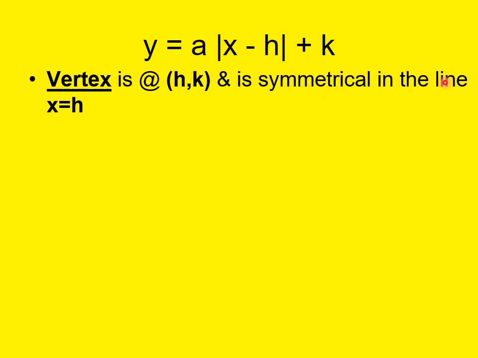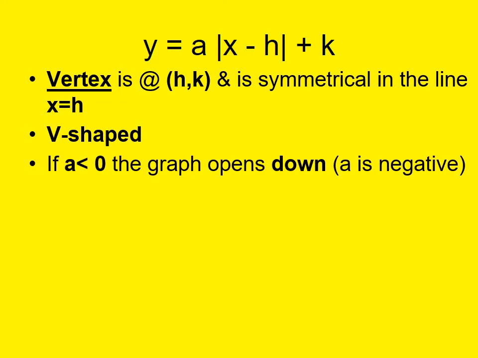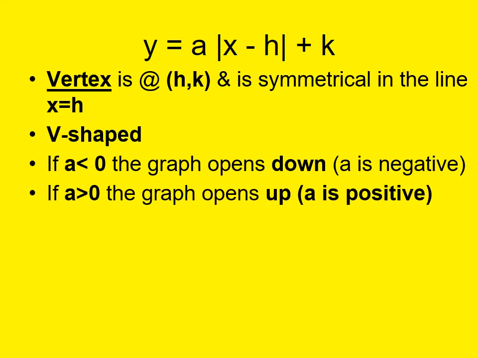And the graph itself is symmetrical in the line where x is equal to h. The graph is V-shaped. If a, the coefficient in front here, is less than 0, or a is negative, the graph opens down. Additionally, if a is greater than 0, the graph opens up, where a is positive.